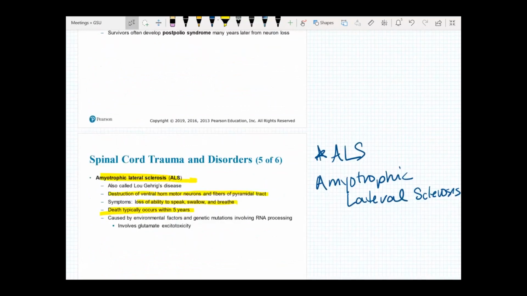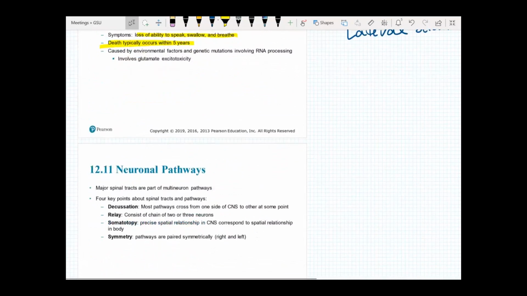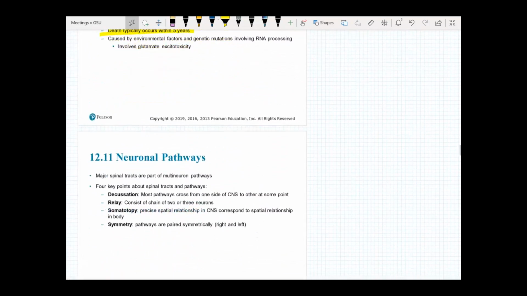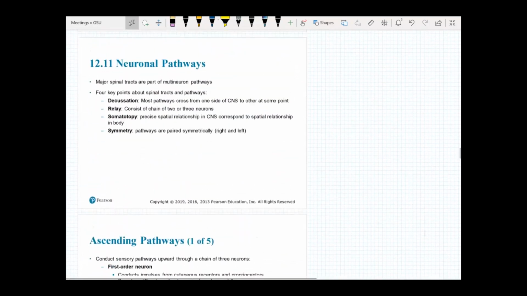Okay, the last section is going to be these pathways and these neural pathways that are going up and down the actual spinal cord itself. So most spinal tracts are multi-neuron pathways, and they're going to have a couple terms that we just need to know. Decussation means things are going to cross to the other side.